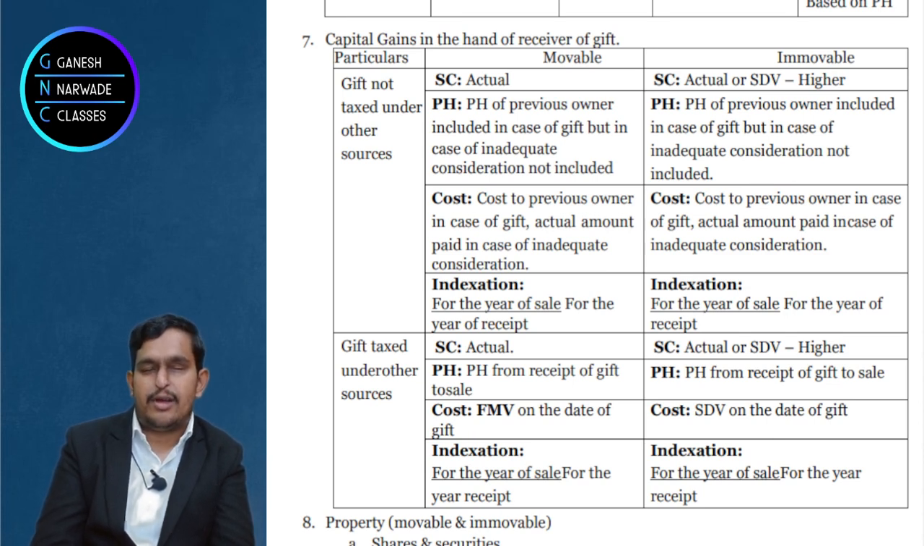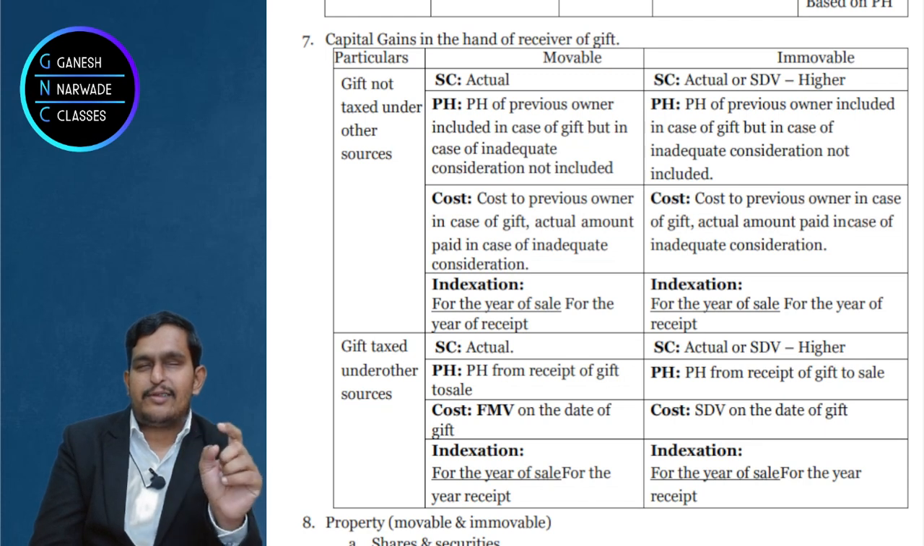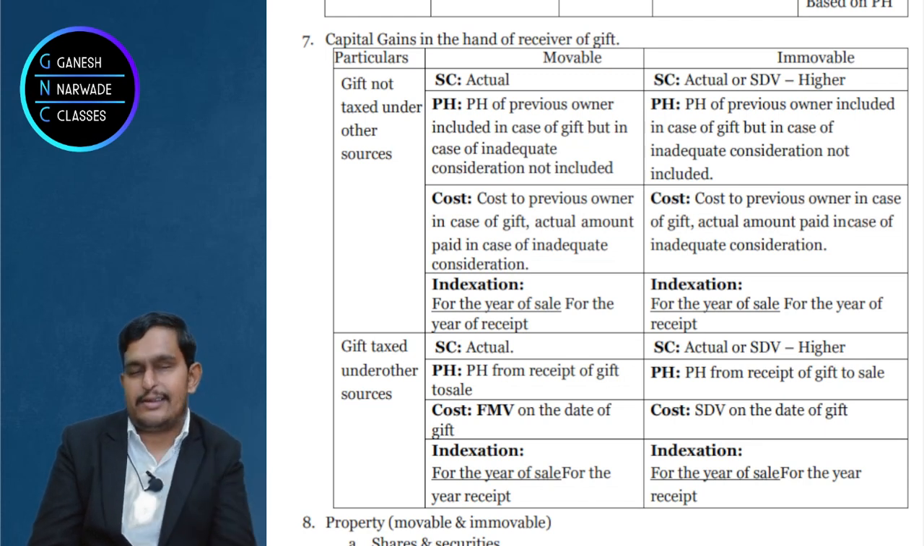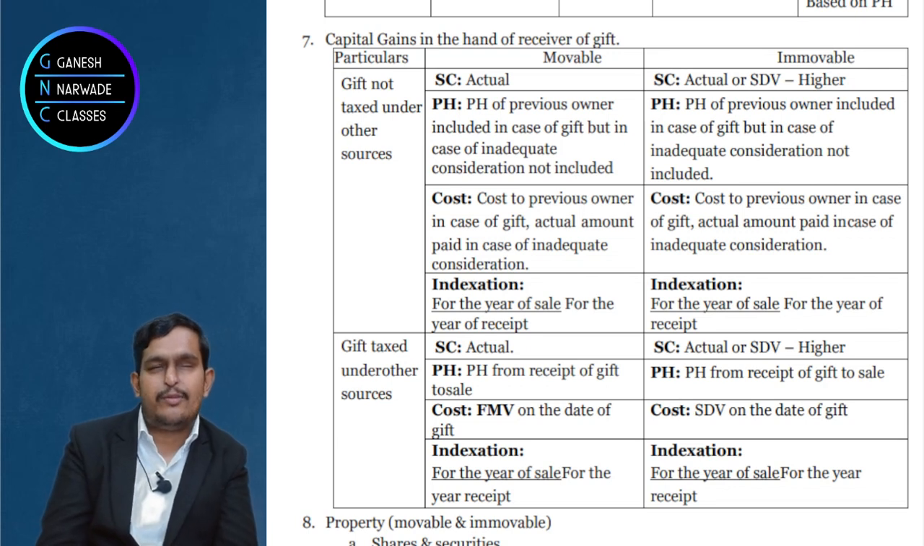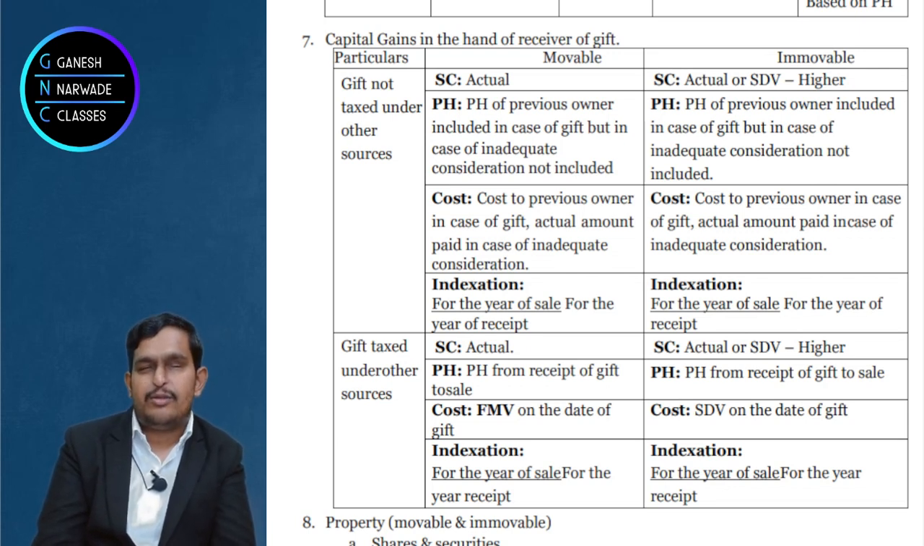Now the next question comes, indexation. The period you hold the asset is what you should consider. So index for the year of sale divided by index for the year in which you got the asset. Cost is also the fair market value to you. Period of holding also, your period of holding will be counted, right? Because you are taxed. And finally indexation from your part only. This is movable, nothing complicated.